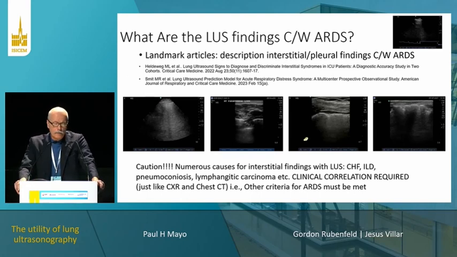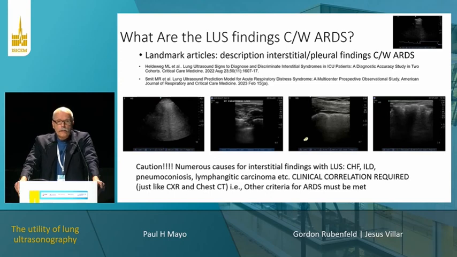On the left, we have a bunch of B lines. On the second, we have a little bit of small consolidation. Then we have irregular pleural surface, more irregularity. And if you find these all over the place in a patient with a correct clinical presentation, I guarantee you the CT will show extensive interstitial changes consistent with ARDS, and the chest film becomes irrelevant.